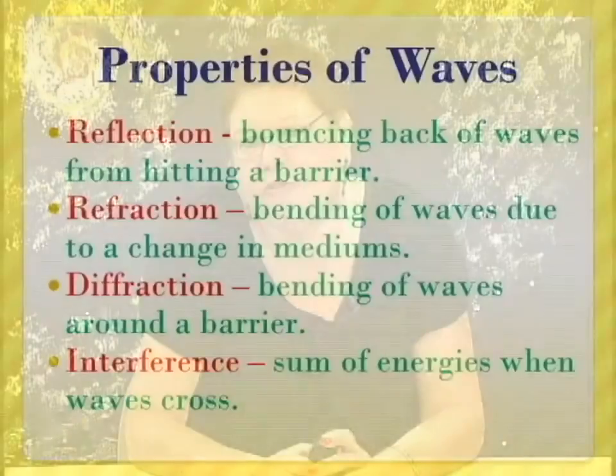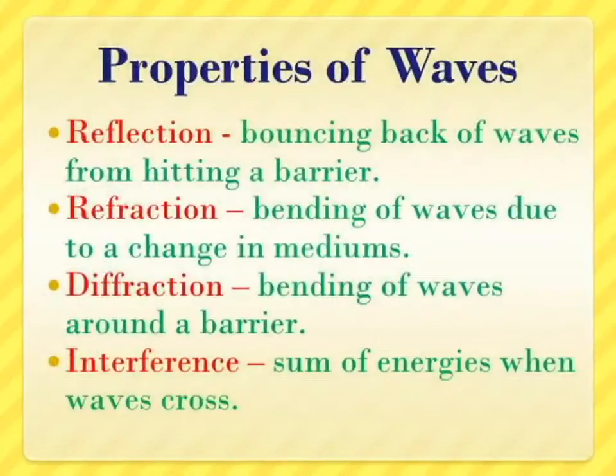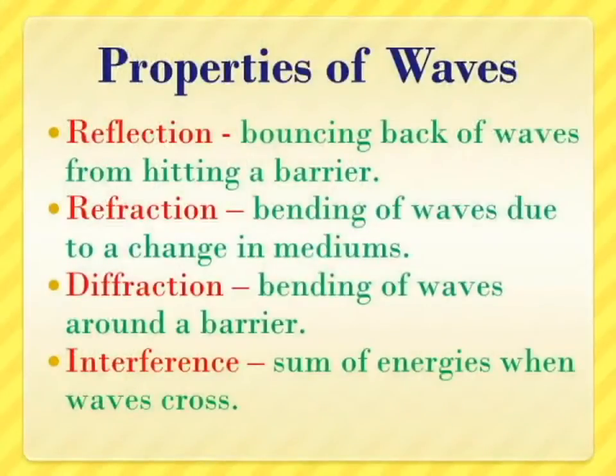Now, compare that with refraction, which means I have a wave that's going to be bent due to the fact that it changes mediums. Going from air into water, from air into maple syrup. It doesn't really matter. You're just going from one medium into another. And diffraction is bending of waves around a barrier. Interference is what happens when waves actually run into each other. And we find that when they do that, their energies add. And energy is a measure of the amplitude of the waves.